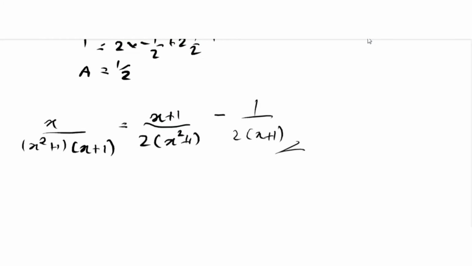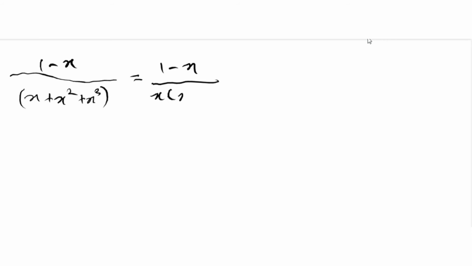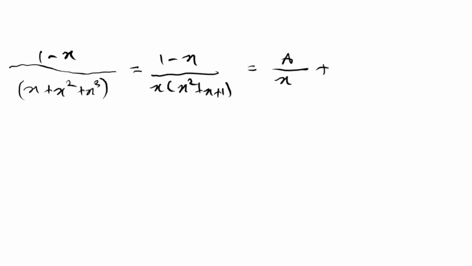Let's see another problem which is a little bit different from this. So it's going to be 1 minus x over x plus x squared plus x cubed. Now isn't this interesting? So now what do you do? You take the x in the denominator common. So we will have x squared plus x plus 1. So this you write it as a over x plus bx plus c over x squared plus x plus 1.